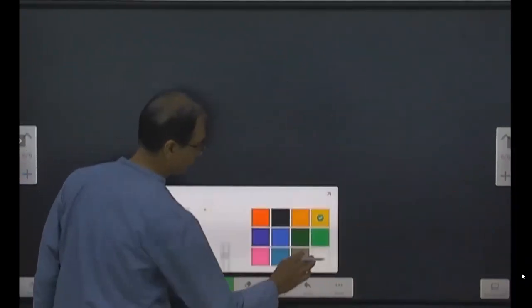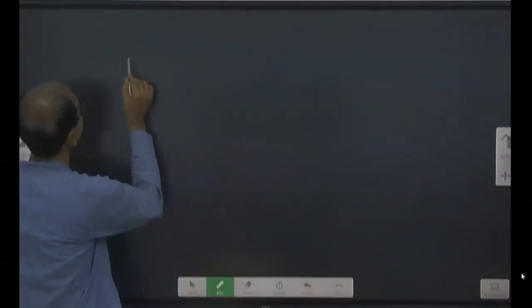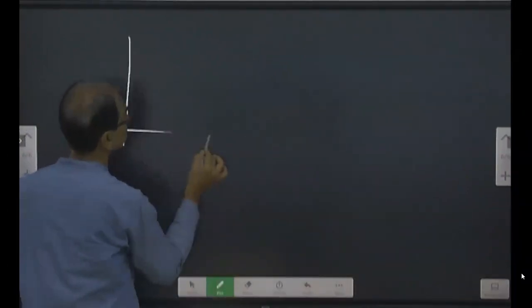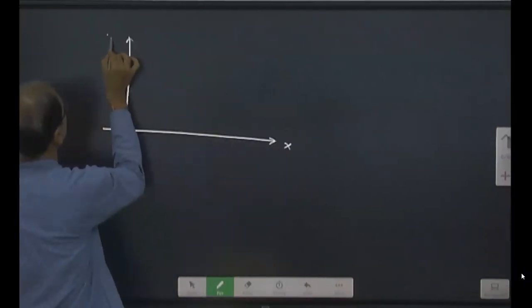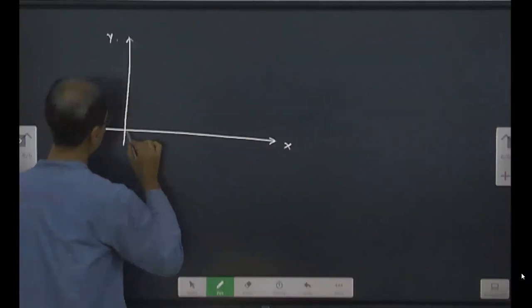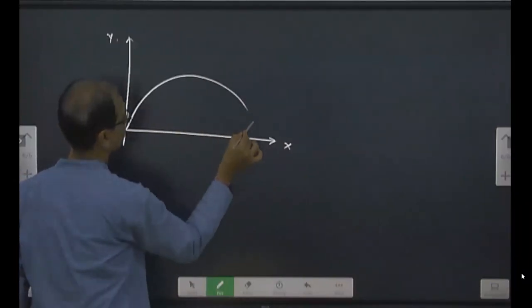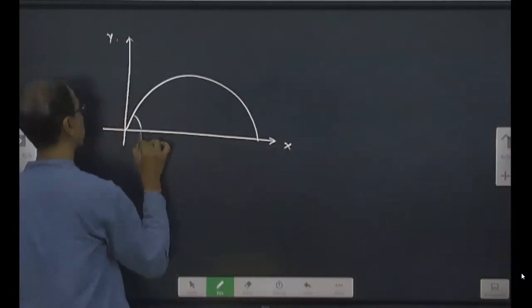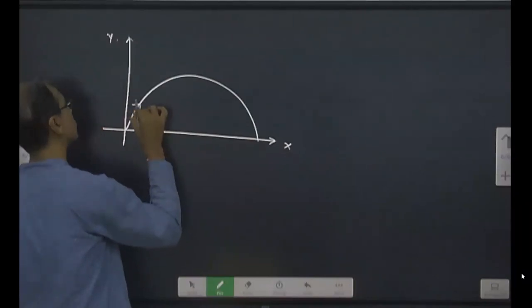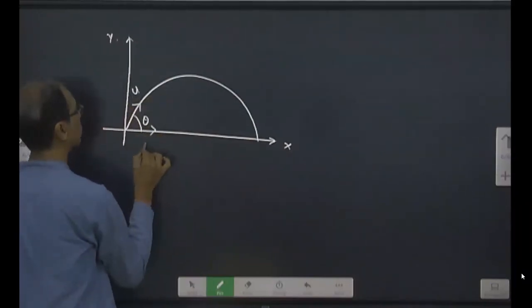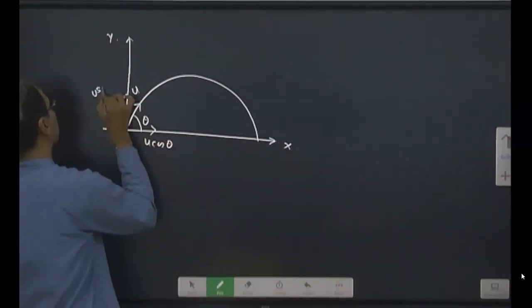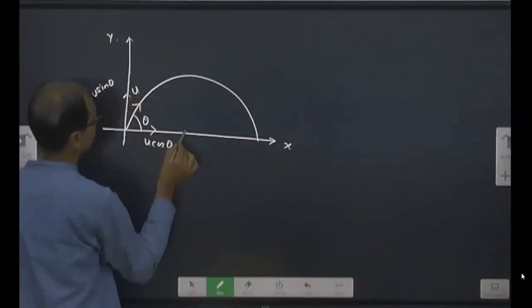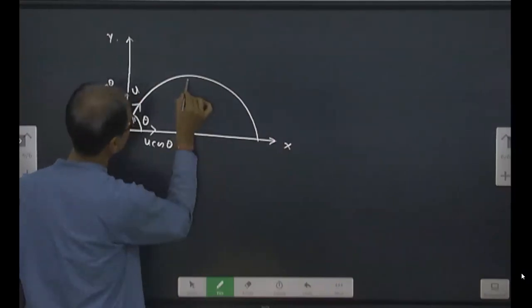Projectile. One more time I have to make. Okay. X-axis, Y-axis. This is projectile. This is angle of projection. This is U. This is U cos theta. Here is U sin theta. Acceleration is downwards.